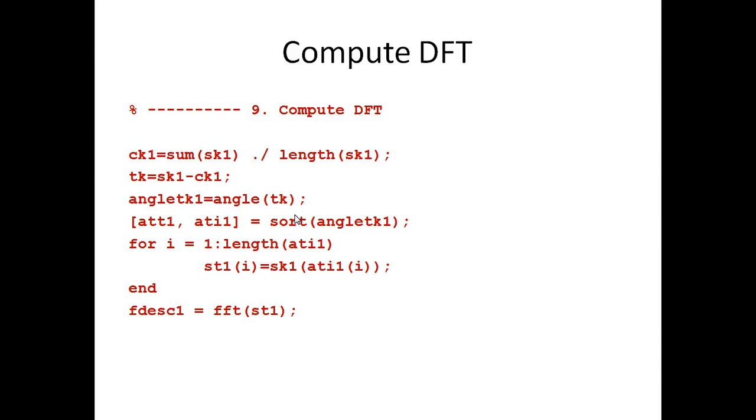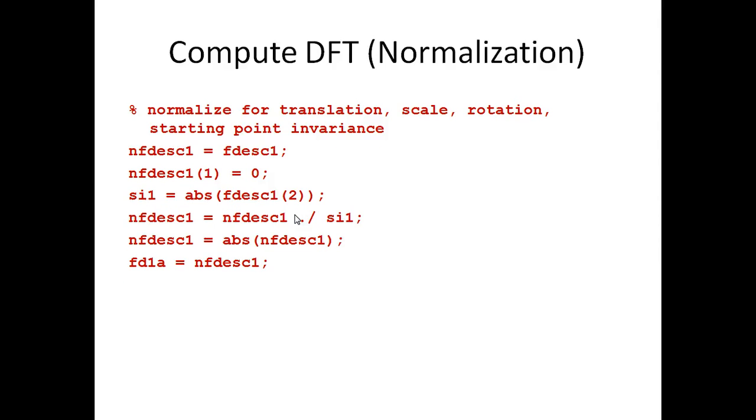I sorted out the angles so that they all came from the same basic place or angle, but I'm not sure it's necessary to do that. Anyway, that's what I did. And then the normalization, I divided all of the items in the Fourier descriptor vector by the second component. So we basically had a translation, scale, rotation, and starting point invariant set of Fourier descriptors.